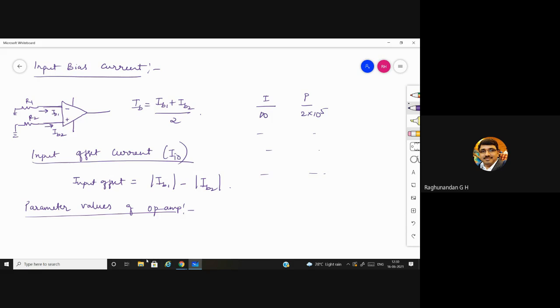Not only solving the problems of this chapter, but for the entire module 4 and module 5, this table is important. They will not be giving you the parameter values of the practical op amp, but you need to know this. Okay, so let me write it once.